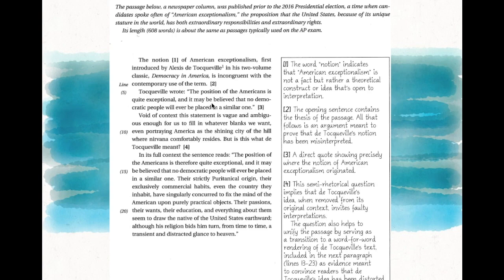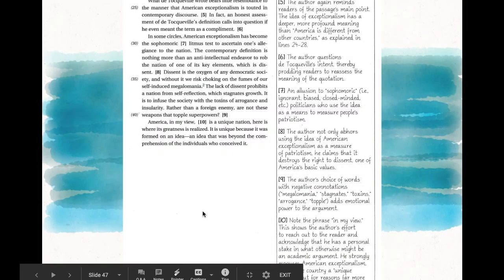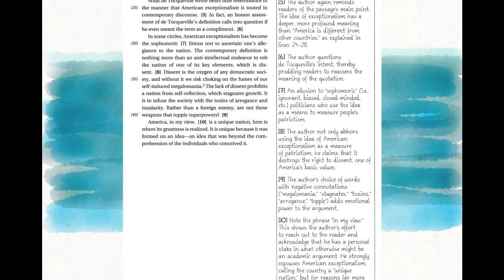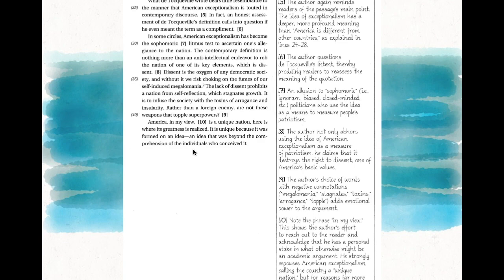So basically what they're saying is people usually only take this part, but they don't take the entire context into account. What de Tocqueville wrote bears little resemblance to the manner that American exceptionalism is touted in contemporary discourse. In fact, an honest assessment of de Tocqueville's definition calls into question if he even meant the term as a compliment. The author again reminds readers of the passage's main point, especially since they had this long tangent where it was just the quotation.